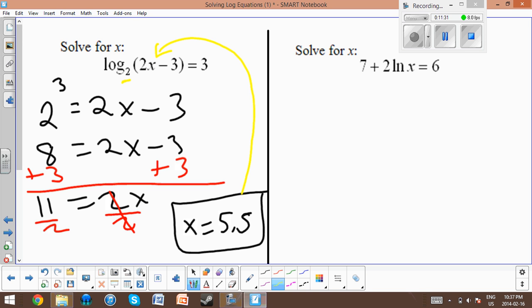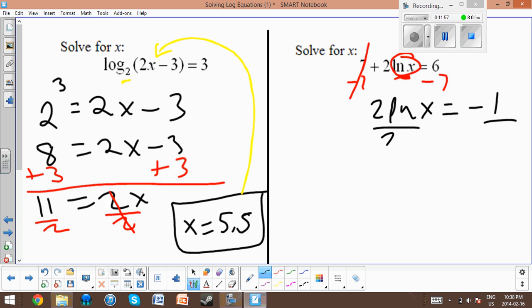Going to the next problem, I see that the ln is not isolated. I would need to isolate this ln of x, so that means I would have to get rid of that 7 and that coefficient of 2. Simple idea, I would subtract 7 from both sides. That would eliminate the 7. We will have 2 ln of x equals negative 1.